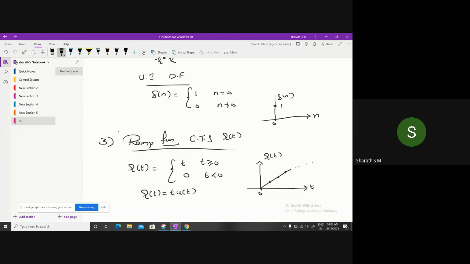So we are able to derive the unit step function from the ramp signal. That is, by differentiating the ramp signal, we are able to extract the unit step function. Written this equation also, r of t is equal to t into u of t. Once we differentiate the ramp function, you will get the unit step function.